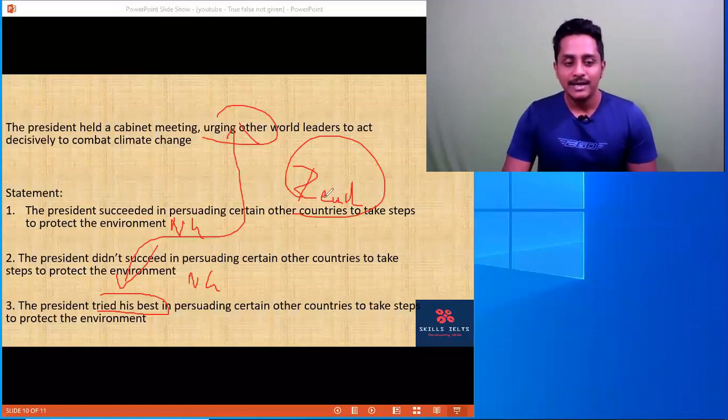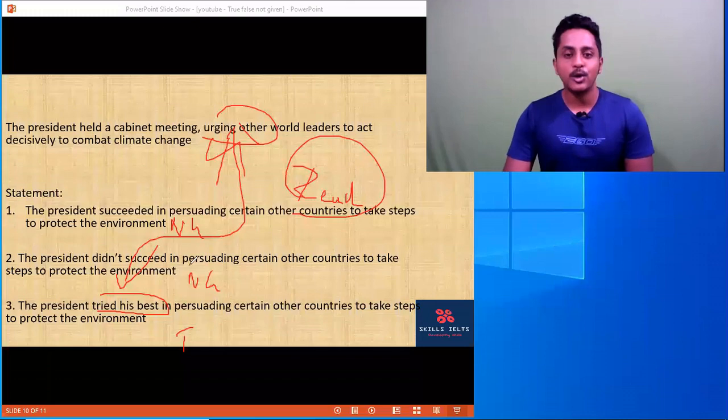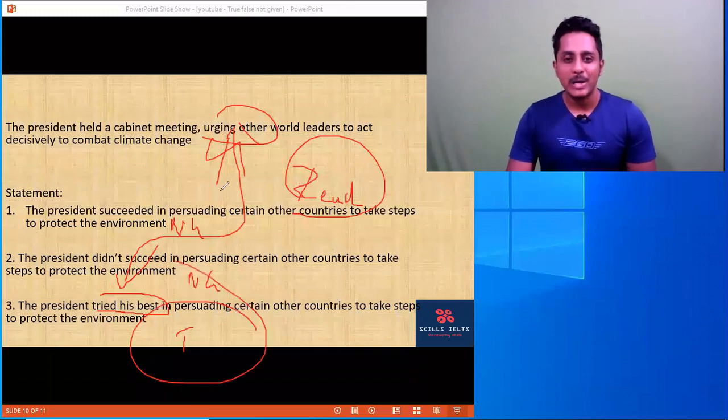Believe me on this. All right, "the president tried his best in persuading certain other countries to take steps." Yes, he tried his best. That's what it's perfectly matching. This is true. Hope it's clear. All right, we'll take the last one.